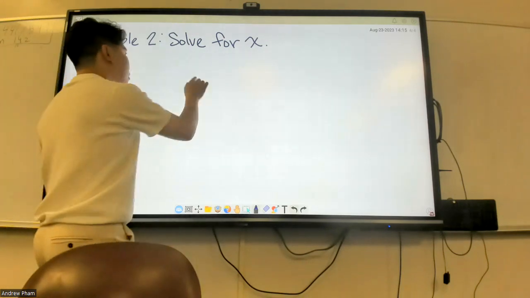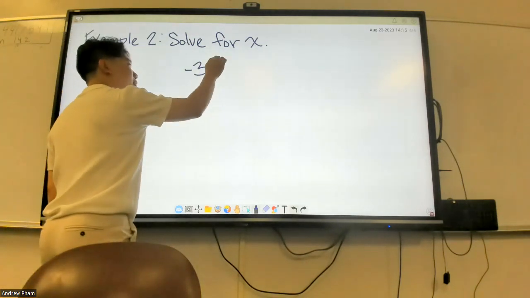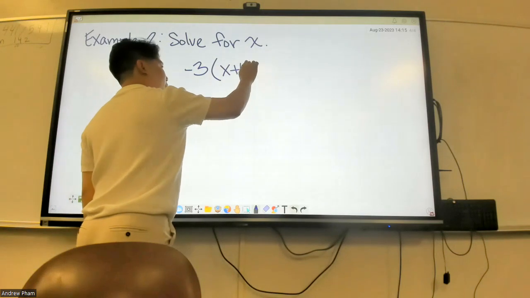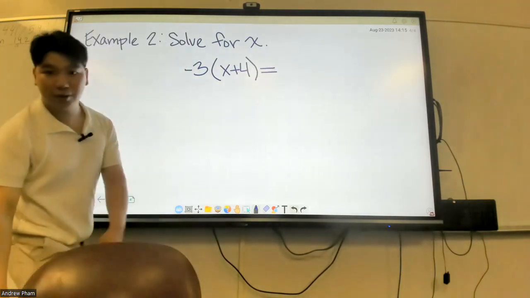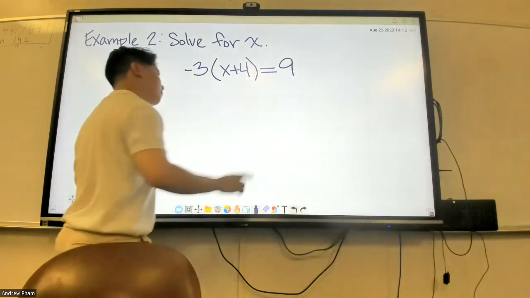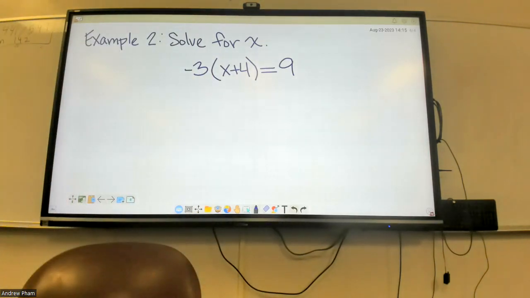And let's say I have -3 times x plus 4 is equal to 9. Big difference I'm seeing here already is that there's parentheses. I'll give y'all a moment to write this down. So there's 2 ways that you might do this. Probably 2 intuitive ways. There's a lot of different ways you could do it, but there's probably 2 ways that people might be thinking of.